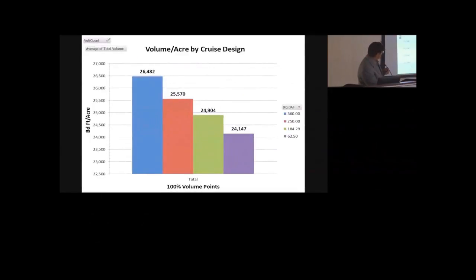One last thing here. When we use the big BAF, this is a real important point. When I use every tree, my volume estimate per acre was 24,147. As I went to bigger BAFs, that volume per acre went up. So this is like bias. If I use the big BAF of 4 times my regular one, I'm going to tell my boss there's 25,570 board feet per acre out there on average, when it's really this.